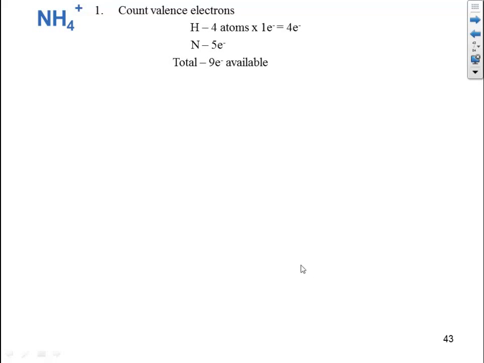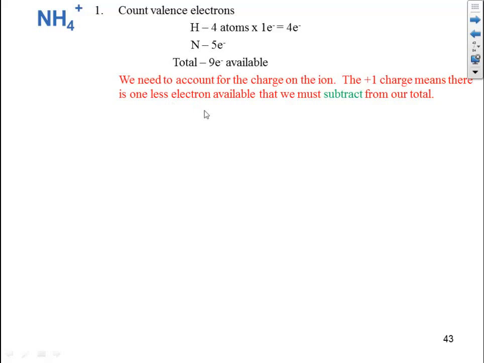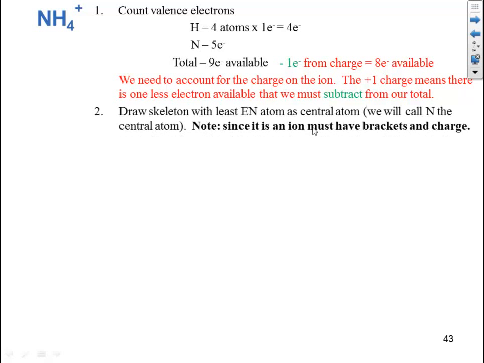Let's look at a cation. You got hydrogen, 4 of them times 1 electron. You got 5 electrons from nitrogen. That's a total of 9. But since this is a positive, that means I've got 1 less electron, so I need to account for that. So I'll take that plus 1 and I will subtract 1 electron from that charge, giving me a total of 8 electrons available. Draw my skeleton, which means I put nitrogen in my central atom and also use my brackets and my charge since this is an ion.